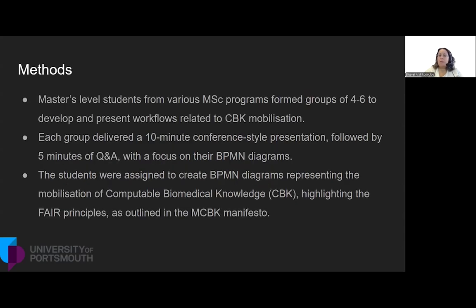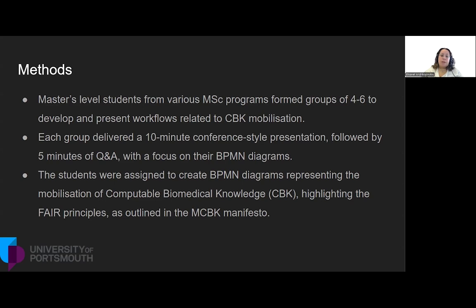We tasked master-level students from the University of Portsmouth School of Computing to develop workflows that represent the mobilization of CBK, following the principles outlined in the manifesto. The students came from a number of MSc projects, mostly in data analytics and computer science, and formed groups of up to 6 members. Their task was to present their findings in a conference-style meeting.